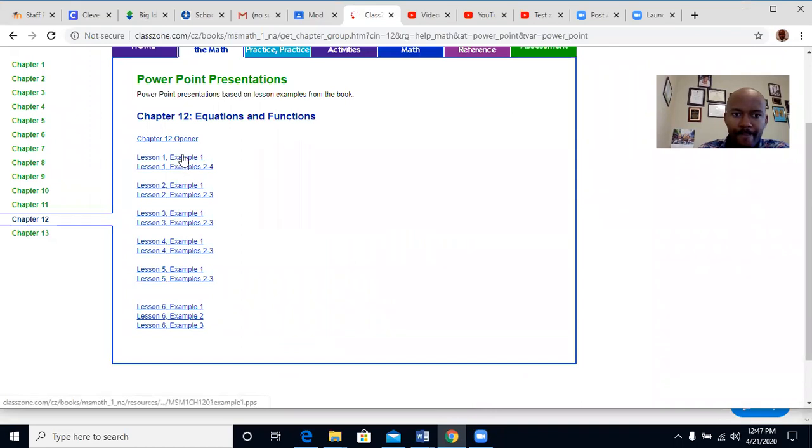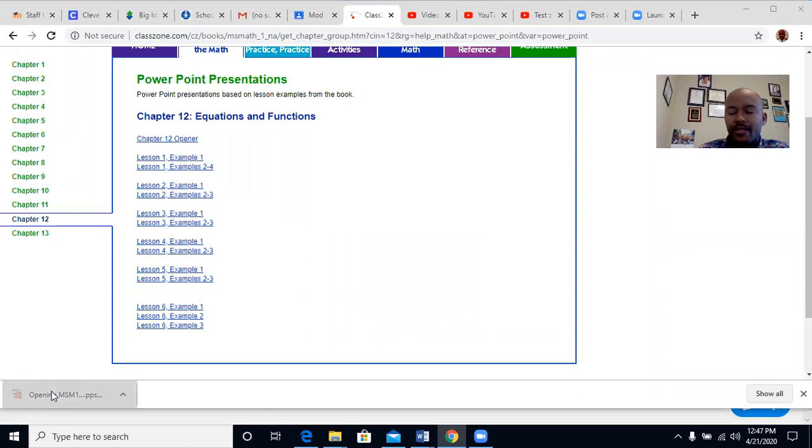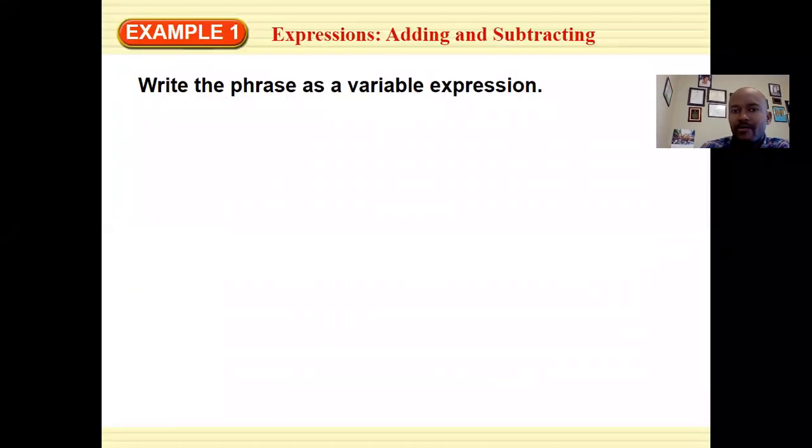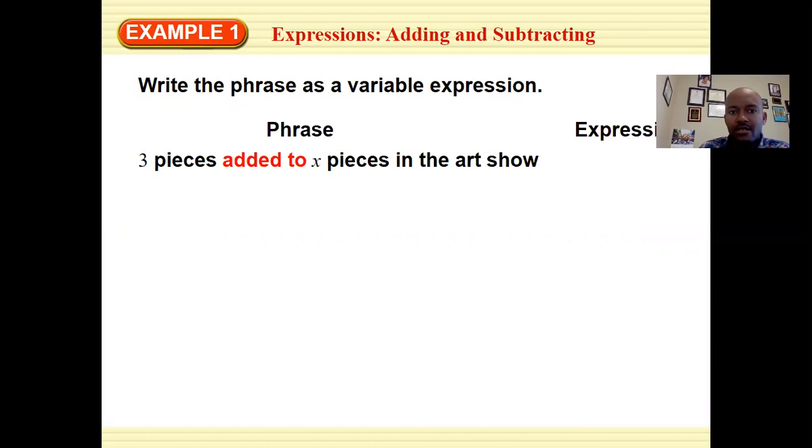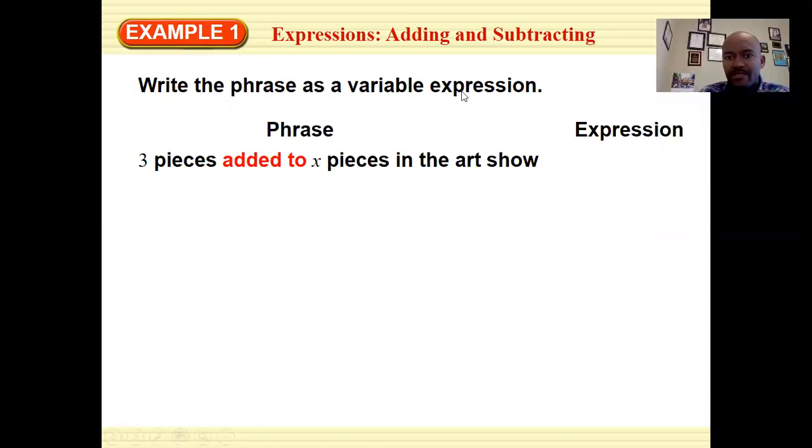All right. So I'm putting up a PowerPoint, and the PowerPoint is just going to be dealing with adding and subtracting. We're looking at expressions, adding and subtracting. So here we're going to write the phrase as a verbal expression. A verbal expression simply means that it has letters, numbers, and operations.